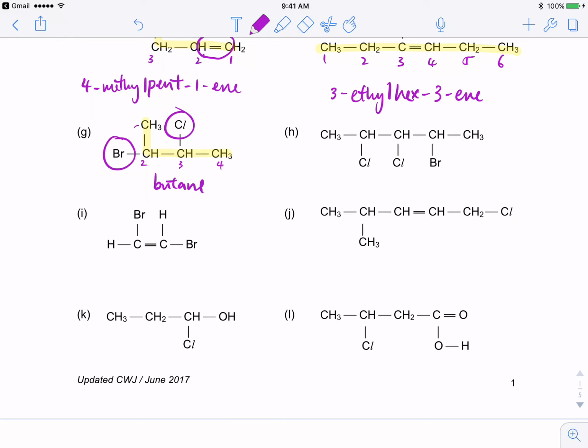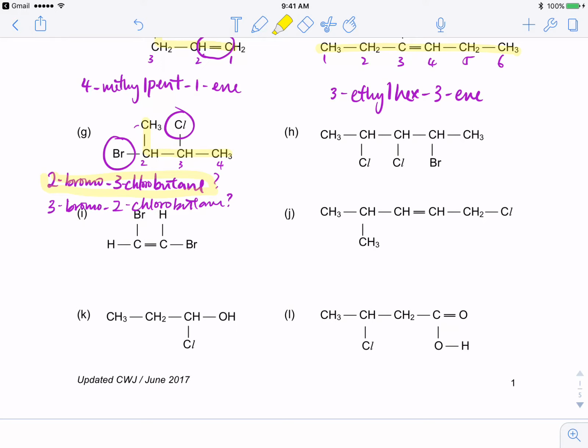Okay, you may ask, what is the correct answer? Let me write down 2 possible solutions. Okay. Is it 2-bromo, 3-chloro-butane, or is it 3-bromo-2-chloro-butane? Which is the correct answer? Okay, the answer is actually the first one.